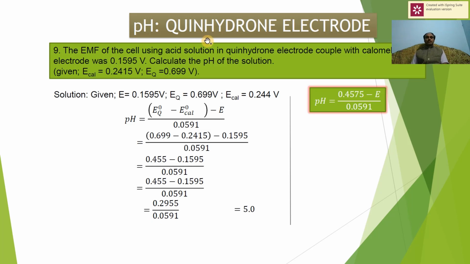Calculation of pH on the basis of quinhydrone electrode. The EMF of the cell using acid solution in a quinhydrone electrode coupled with a calomel electrode was 0.1595 volt. Calculate the pH of the solution. Given the standard electrode potential of the calomel electrode is 0.2415 volt. The standard quinhydrone electrode potential is given, that is 0.699 volt. By using these data, you have to calculate the pH of the solution. What is the pH equation? When using the quinhydrone electrode, this is the equation. pH is equal to 0.4575 minus E divided by 0.0591.